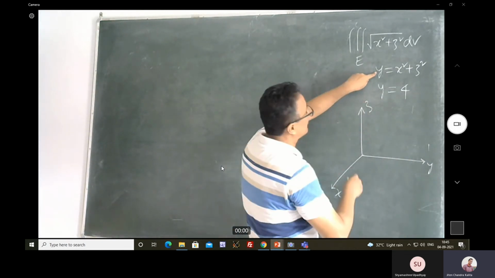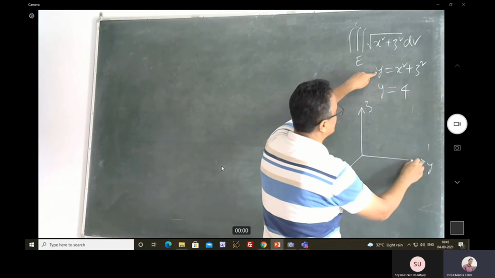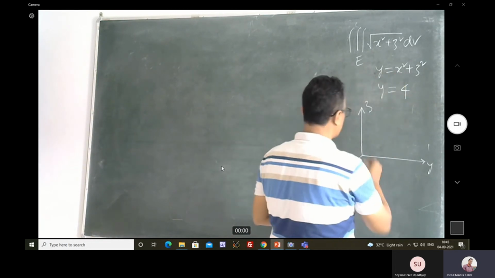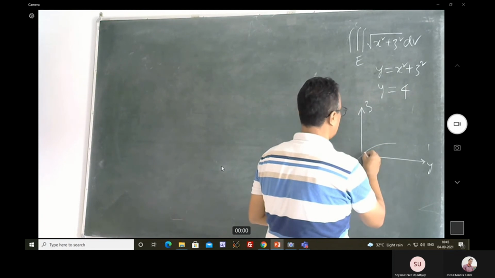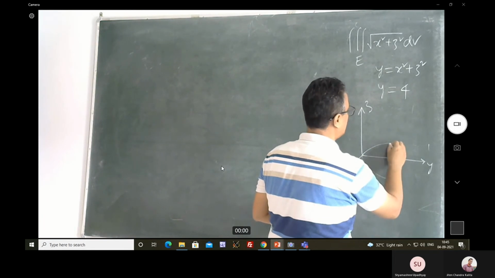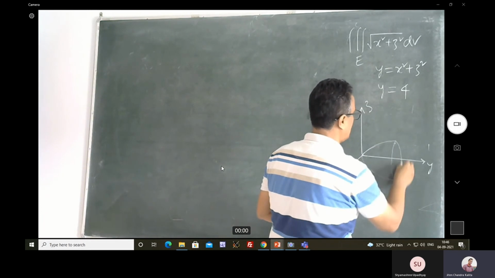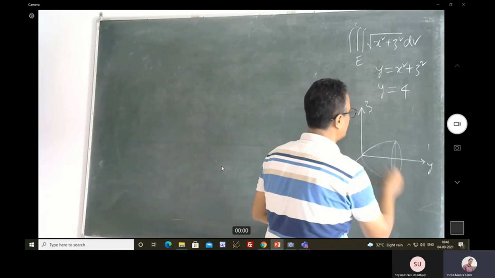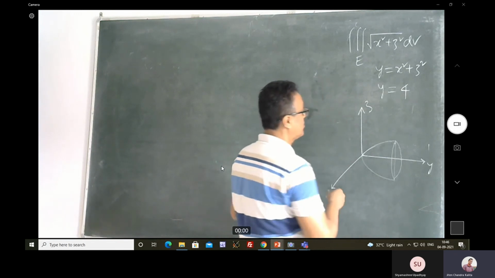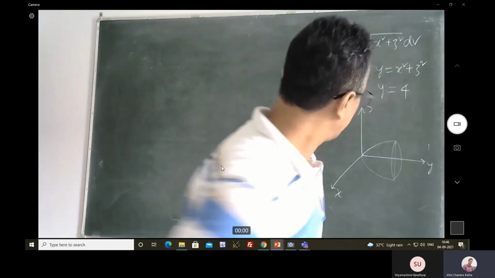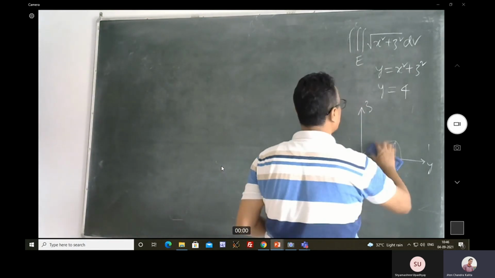The paraboloid's axis is going to be the y-axis. It is x squared plus z squared, so it is going to be something like this. Your paraboloid is going to be something like this. That is not a very good figure. I can do better.